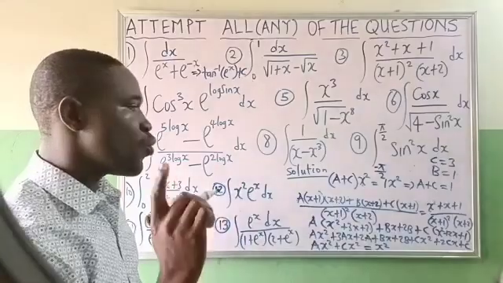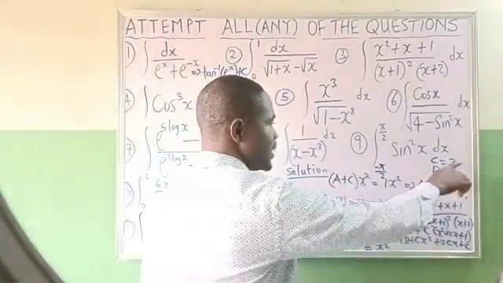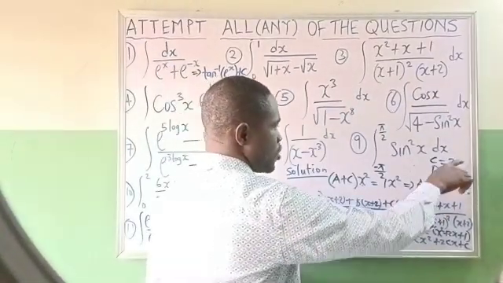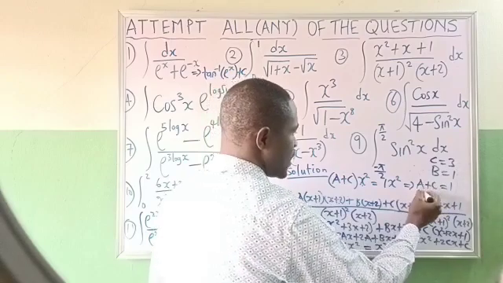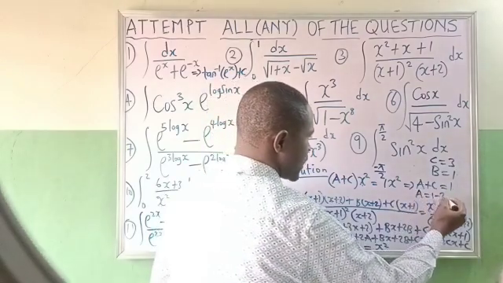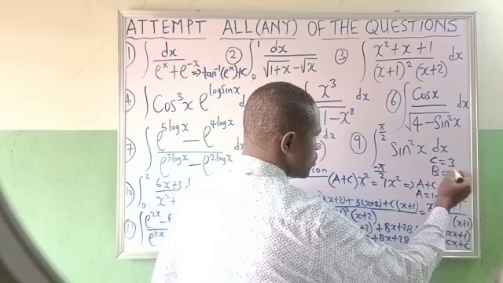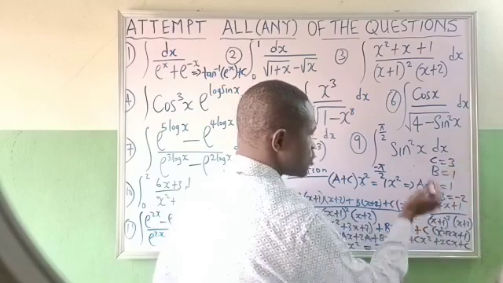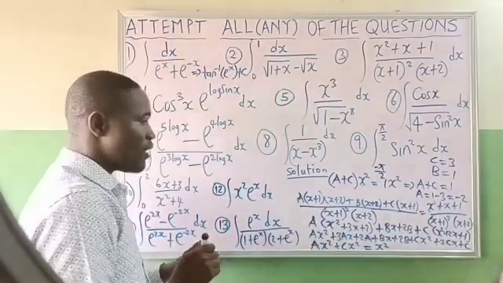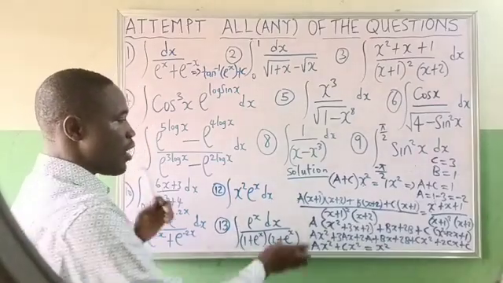The question is, what is your c? Your c is 3. You now say a equals 1 minus 3, equals minus 2. So a is equal to minus 2. We have gotten our a, our b, our c.